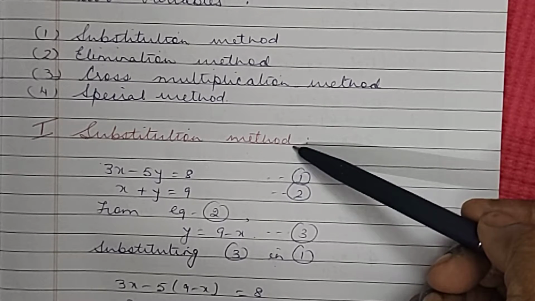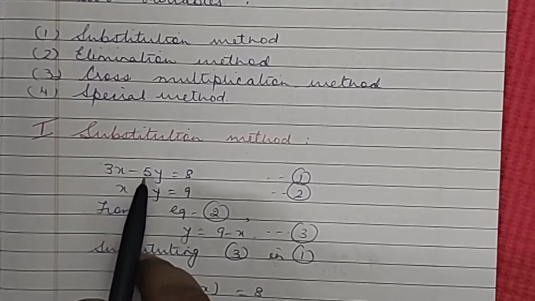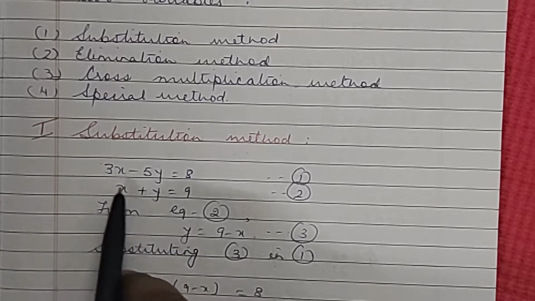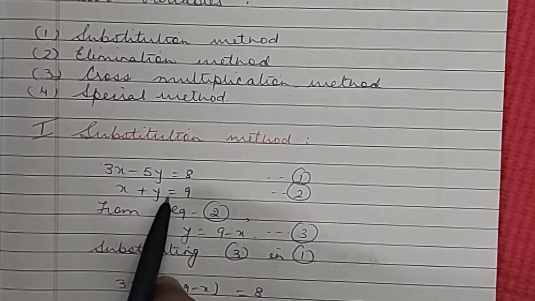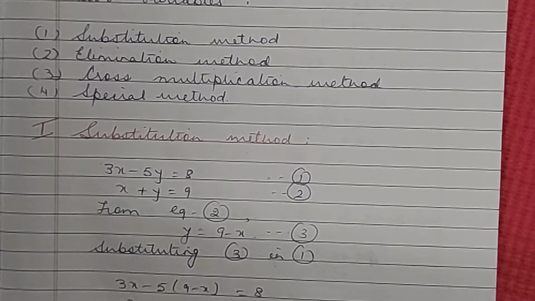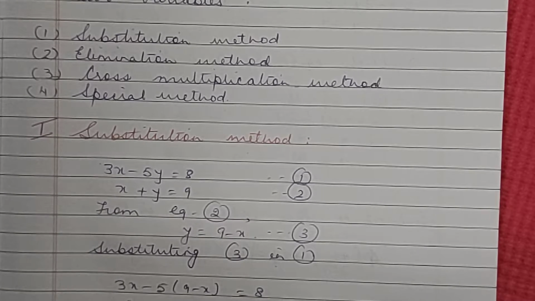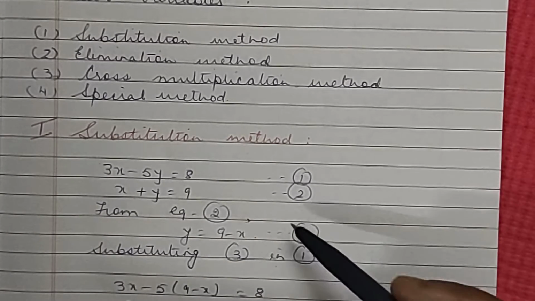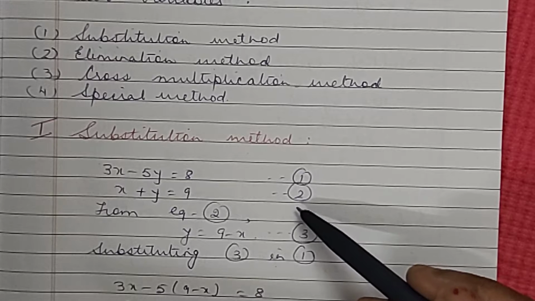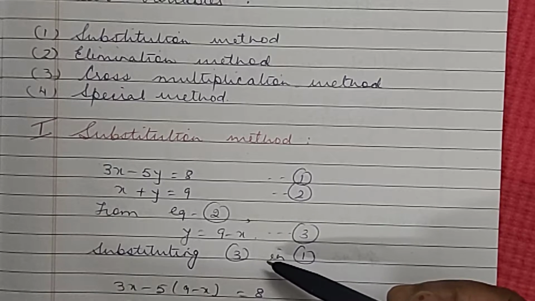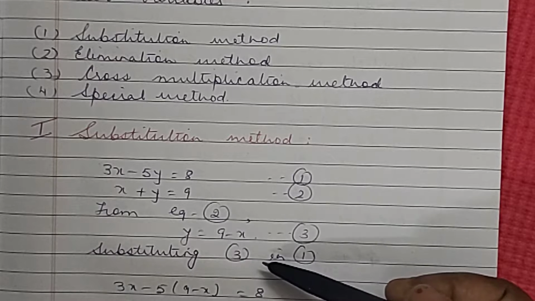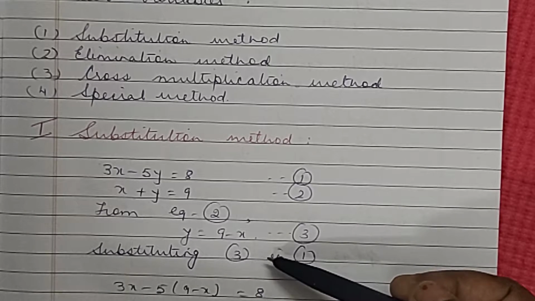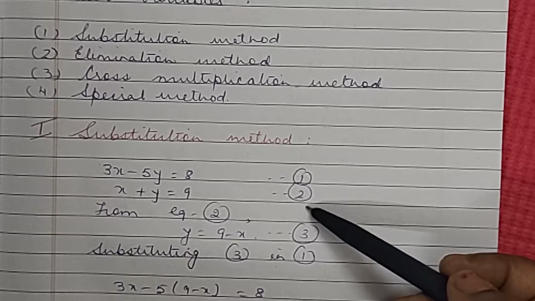Let us take an example. Let us take a pair of linear equations: 3x minus 5y equals 8 and x plus y equals 9. We are using the substitution method. Substitution means we have to substitute the value of one variable in the other equation. Let us see how to do it.